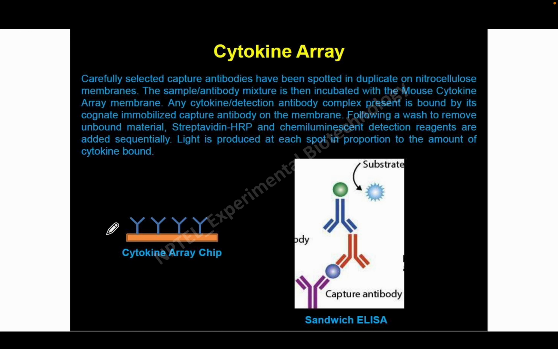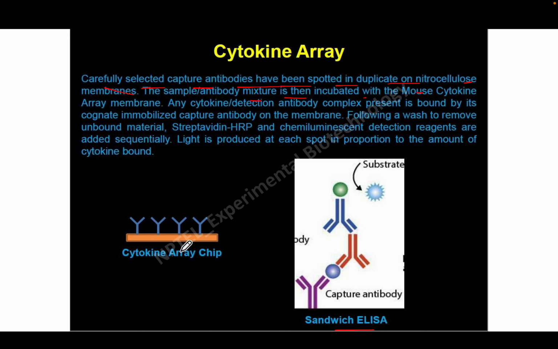The previous day, we were discussing cytokine array. We left a little bit, so we'll discuss this and then start with cell biology. So cytokine array, what is that? Carefully selected capture antibodies have been spotted in duplicate on nitrocellulose membrane. The sample and antibody mixture is then incubated with the mouse cytokine array membrane. What you do in the cytokine array is very much like ELISA. This is a sandwich ELISA. An antibody is there, another antibody captures the sample, and then the secondary antibody detects those antibodies.